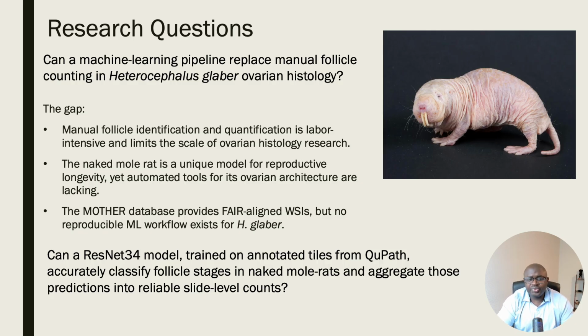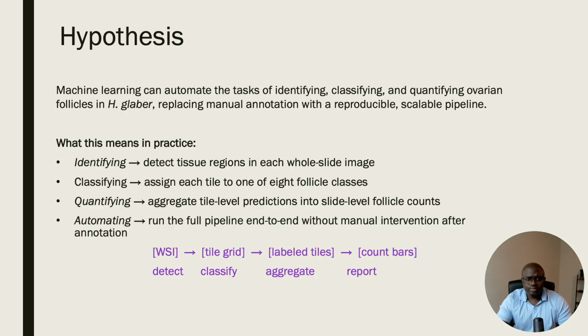Our specific research question is, can a ResNet 34 model trained on tiles we've annotated in QuPath accurately and effectively classify follicle stages and then aggregate those local predictions into reliable slide level counts? Our hypothesis is straightforward. Machine learning can automate the identification, classification, and quantification of ovarian follicles in the naked mole rat, essentially replacing manual effort with a scalable, reproducible pipeline.